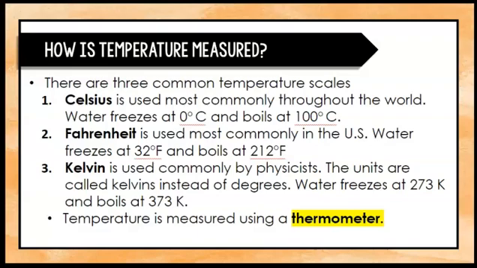And finally, Kelvin is used most commonly by physicists. These units are called kelvins instead of degrees. In this scale, water freezes at 273 K and boils at 373 K. Temperature is always measured using a thermometer. This does not change when you change scales.